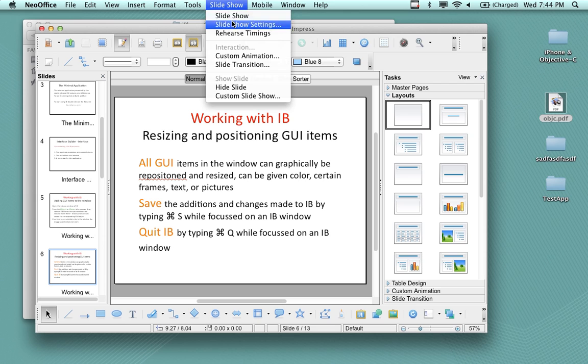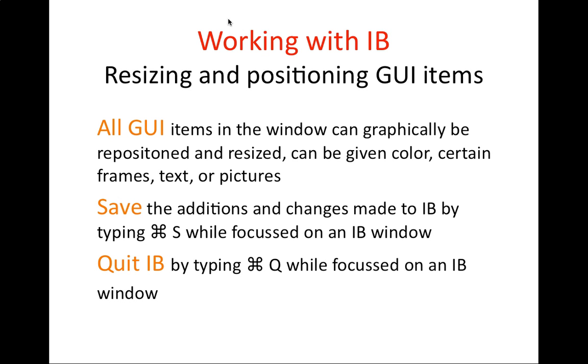So let me go back to this real quick here. All of the GUI items themselves can be graphically repositioned, and you can text and type in them. You can save the additions and the changes in the interface builder by pressing the command key, which is what this little symbol does. Command S to save it, or you can actually just use the menu to save it. It does actually auto-save in the current version of Xcode as well. You can quit Xcode. Well, you can't quit the XIB.